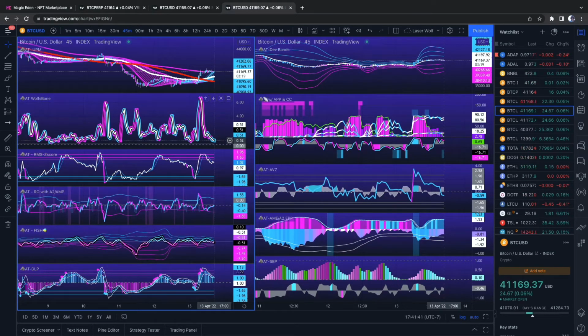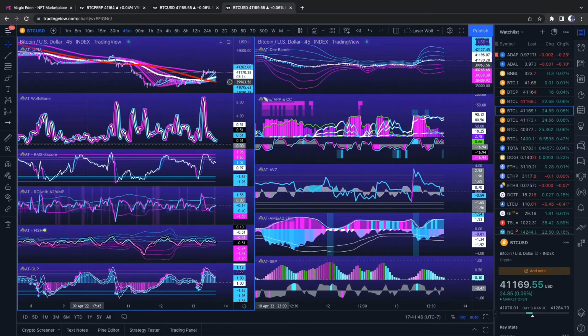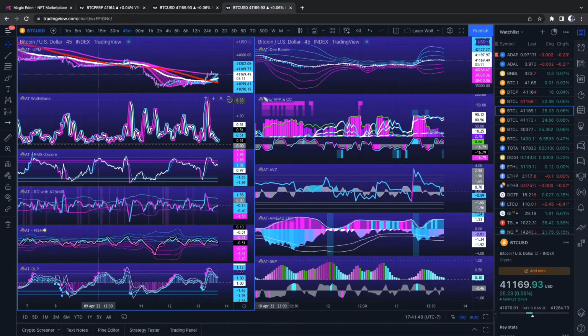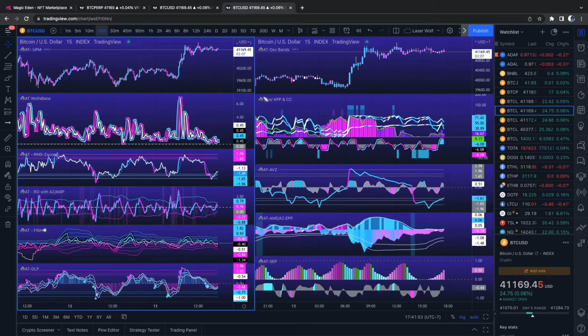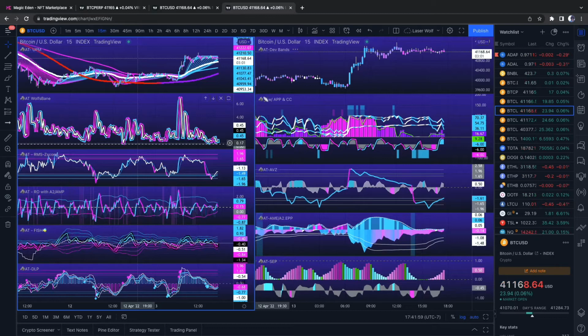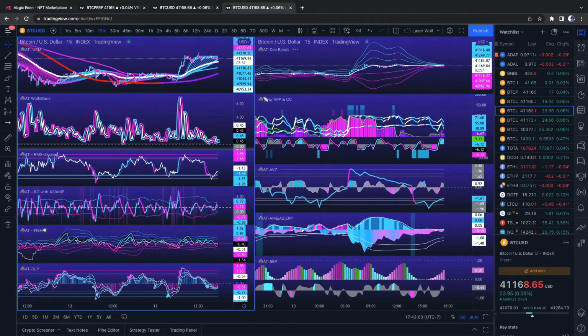Variance is low. Variance is not going to stay low forever. It usually pops real quick. Let's see. It's low time frame, and we are above Wave Trend and Fisher.